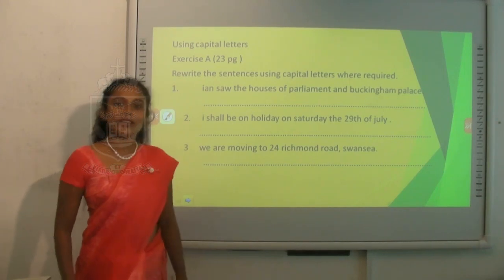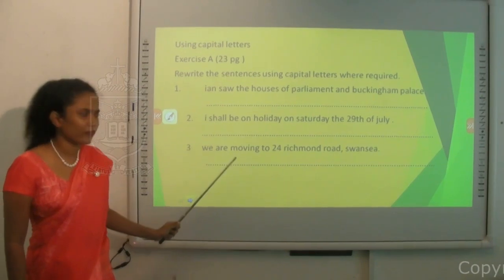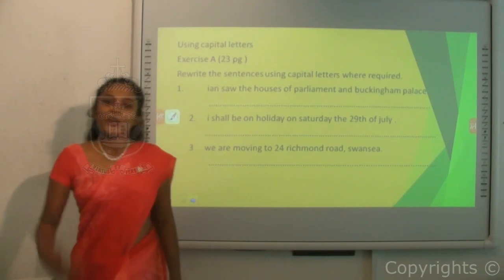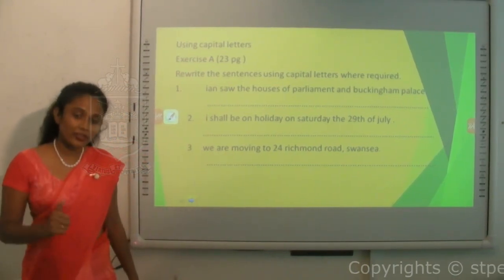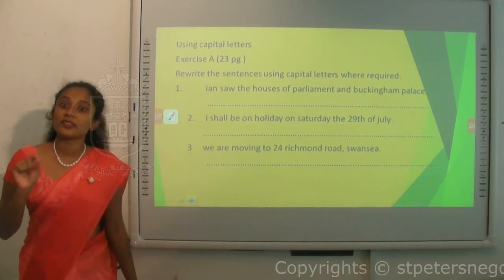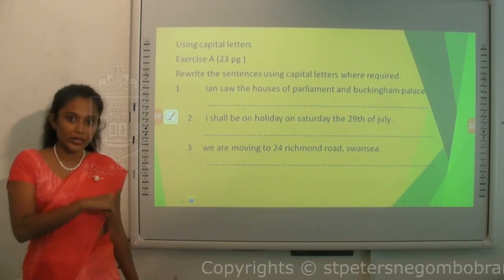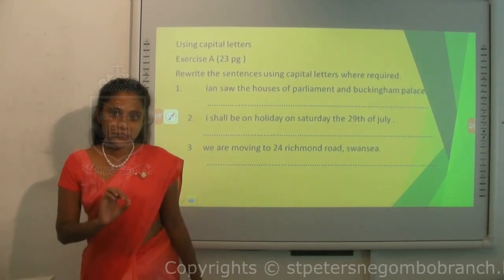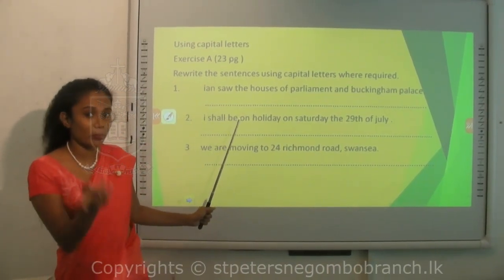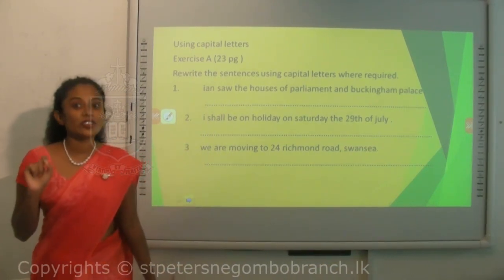This exercise is very easy, but these sentences are wrong. Why am I telling like that? Because all the letters are in simple letters. We need to change the letters into capital where it is required, where it is necessary. The most suitable word is necessary because I have told you earlier there are some rules to use capital letters. So we are going to rewrite these sentences in your book by changing the letters into capital where it is necessary.